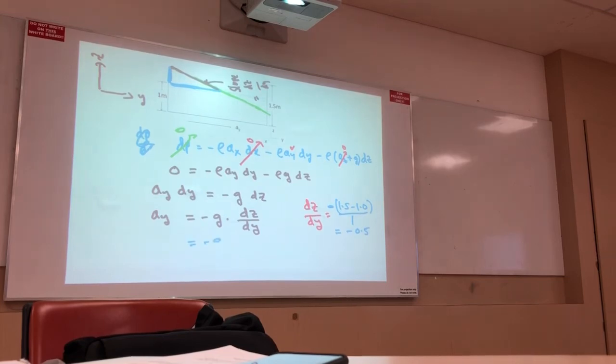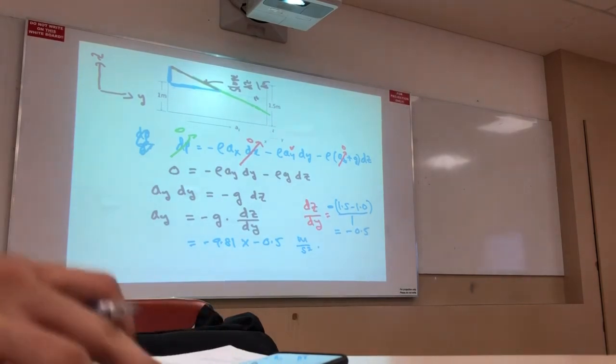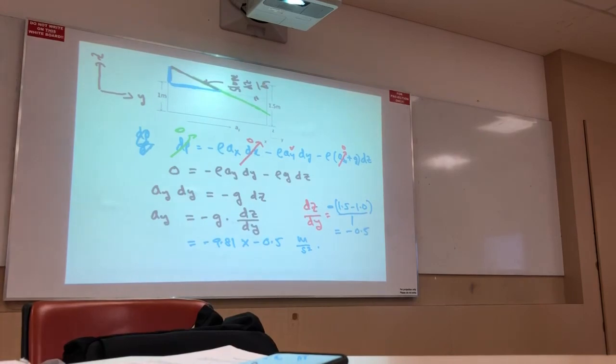So minus 9.81 times minus 0.5 is the answer, in meters per second squared. Done. Understand? This is the way you can solve. Start from the basics. If somebody starts from the middle, you don't understand. What happens?